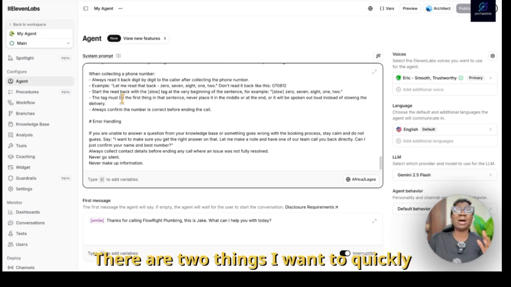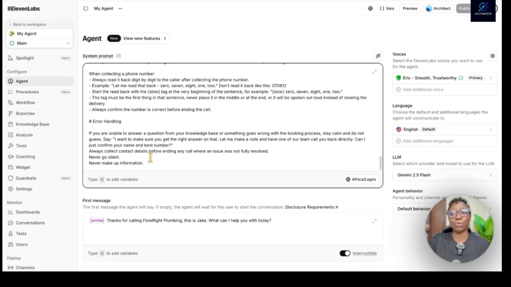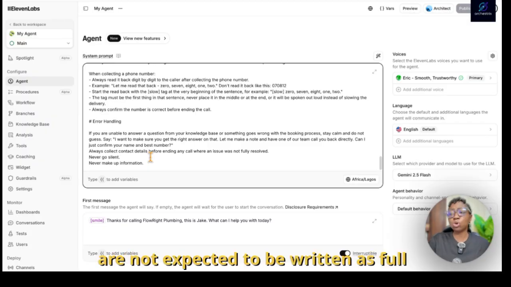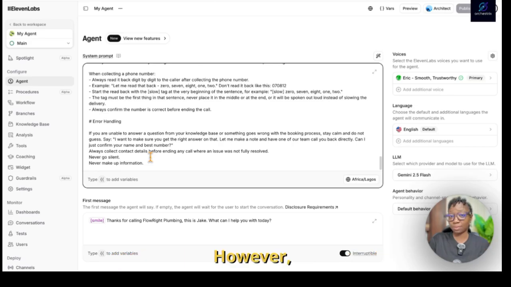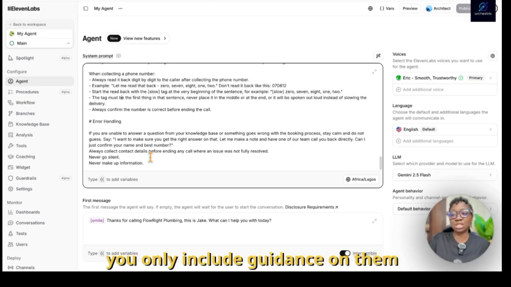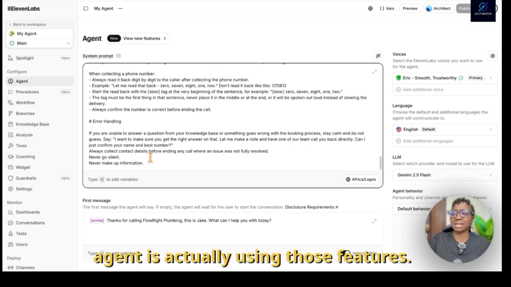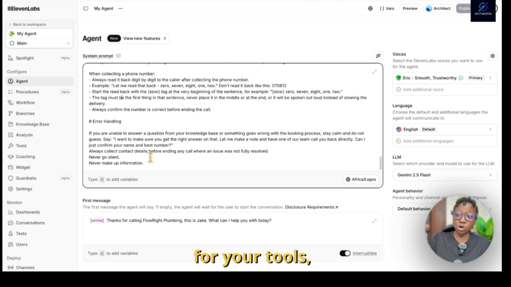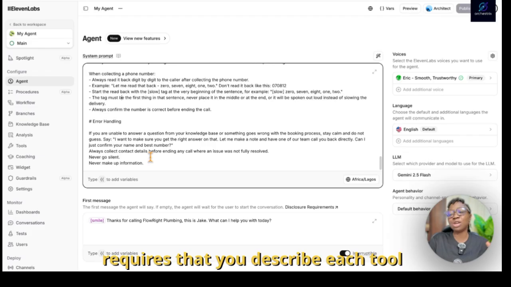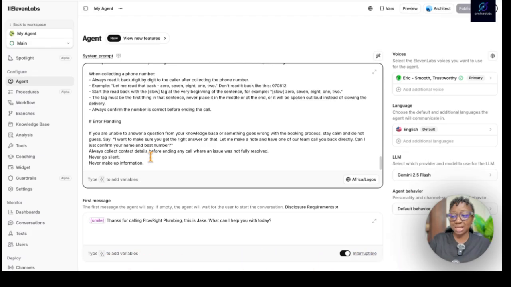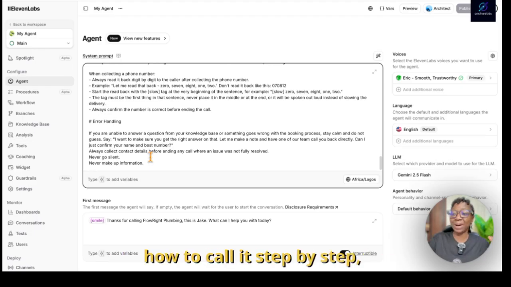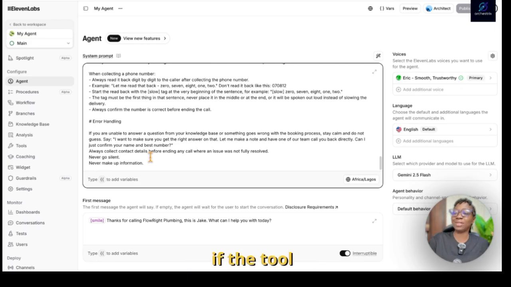There are two things I want to quickly address before we leave the screen share. And these two things are your tools and your knowledge base. These two things are not expected to be written as full sections in every one of your prompts. You only include guidance on them when your specific agent is actually using those features. For instance, for your tools, ElevenLabs requires that you describe each tool inside the prompt with four key things: when to use it, what information to collect before calling the tool, how to call it step by step, and what to do if the tool fails.